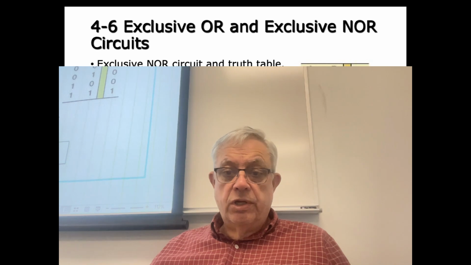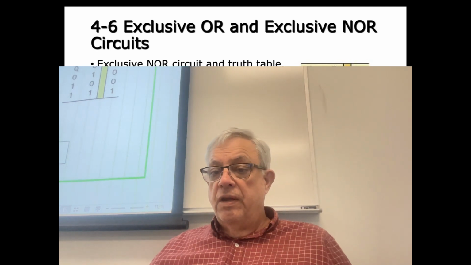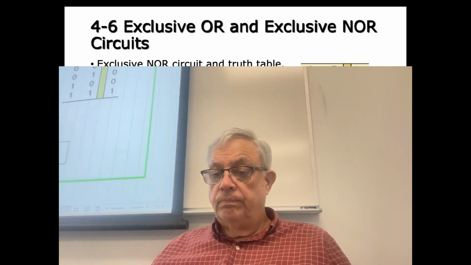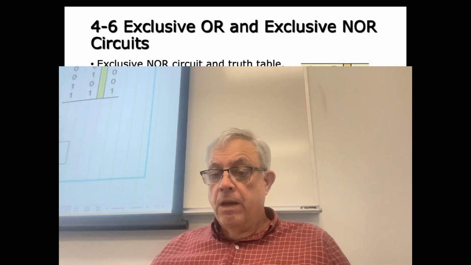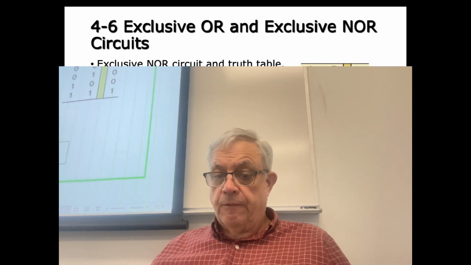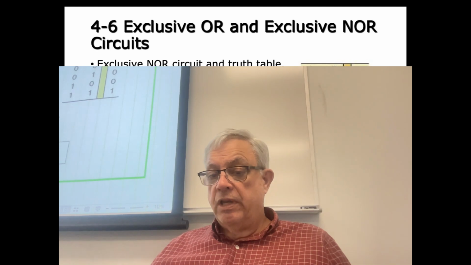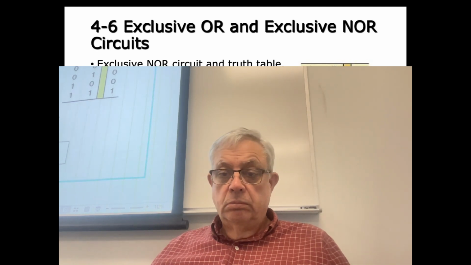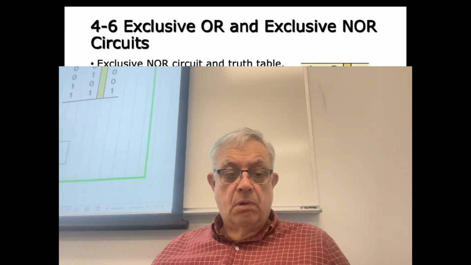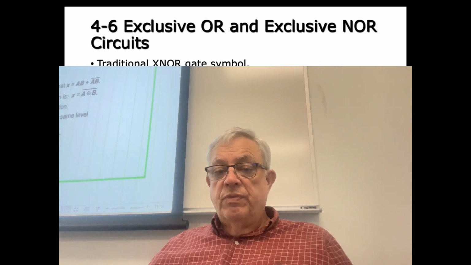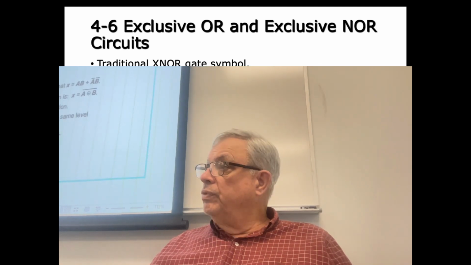Exclusive NOR is just the opposite. If A and B are the same, I get a 1 out. 0, 0, I get a 1. 1, 1, I get a 1. If they're different, I get 0 out. So it's AB or A not B not. As long as A and B are both the same level, I get a 1. Exclusive NOR is the same as exclusive OR, but with the inversion symbol.